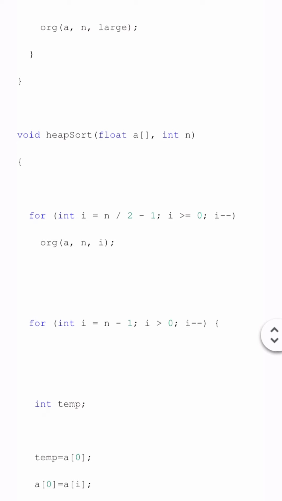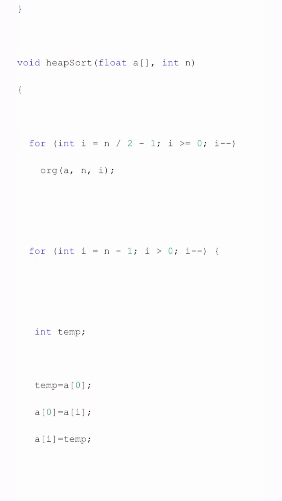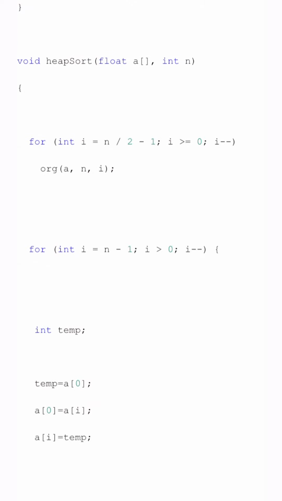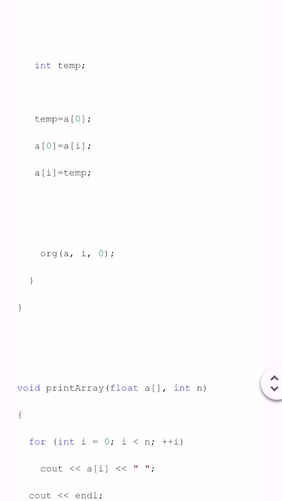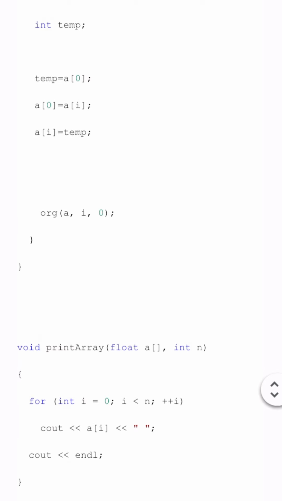Our next function will practice the heap sort method. It will first build the heap, which will rearrange the array. It will then one by one extract an element from the heap and move the current root to the end. Last, it will call the max org function on the reduced heap. Our last function is the print array function. This function will output the new sorted array.